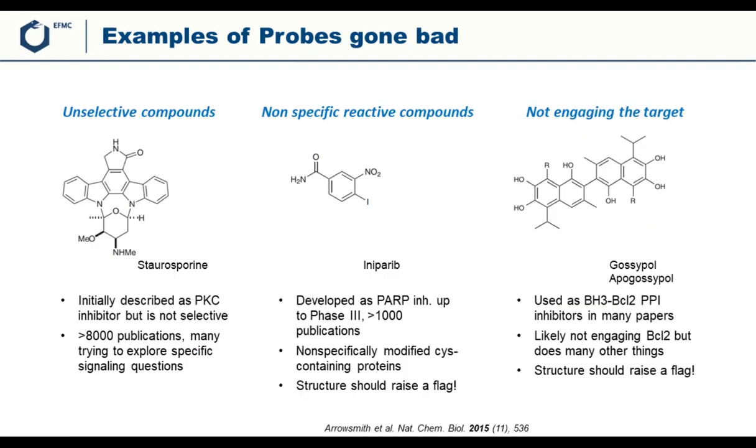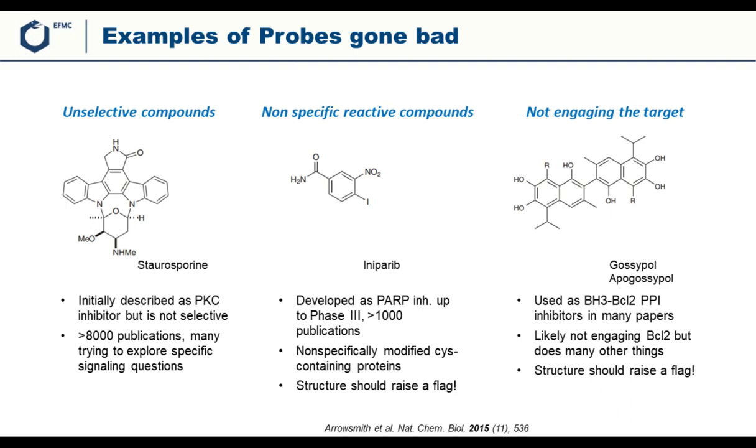These are a few examples of probes which had led to problems. We talked about unselective compounds. Staurosporine on the left is one of these examples. It was reported as a PKC inhibitor, and it is a PKC inhibitor, but it's not selective. There are more than 8,000 publications using this compound, some of which are using it as a selective PKC inhibitor. And you can imagine that the results you get out of these studies cannot be used very well.